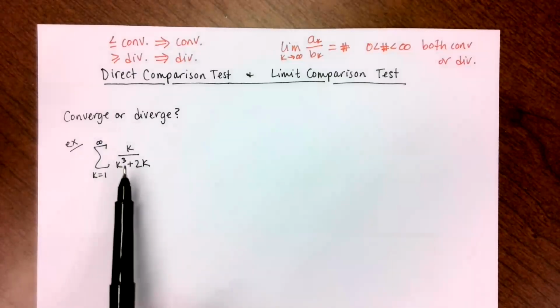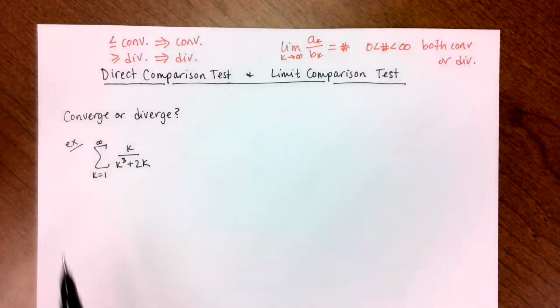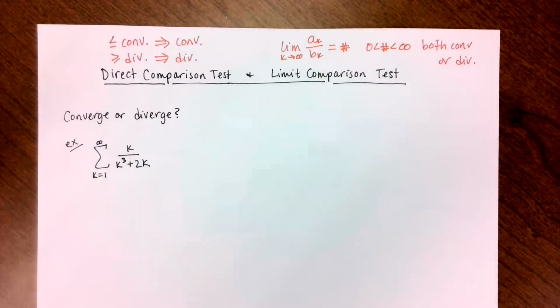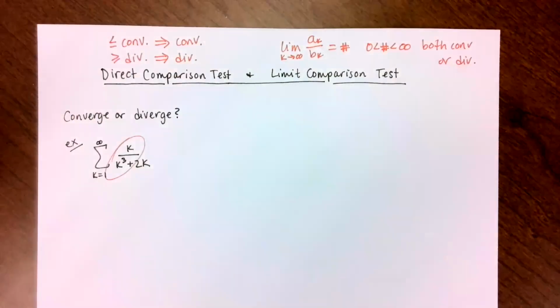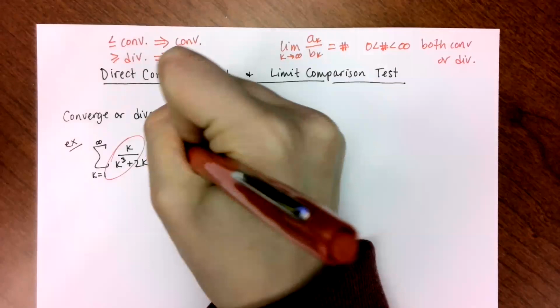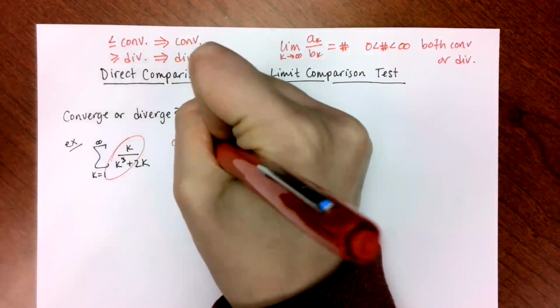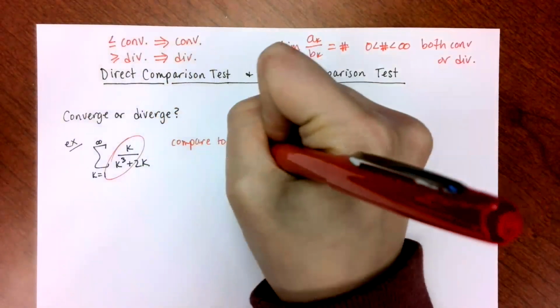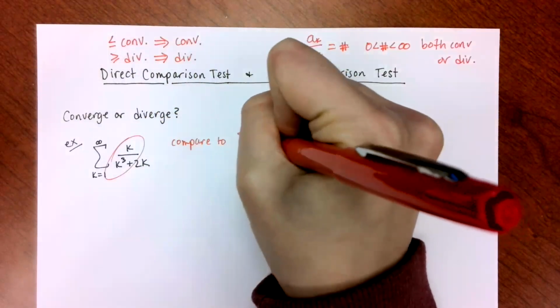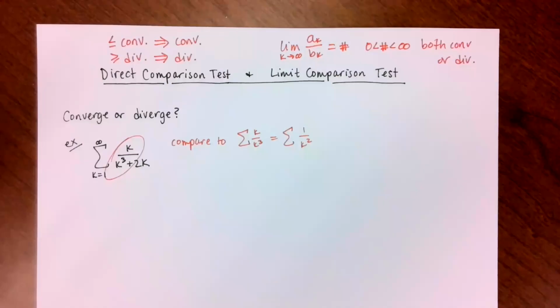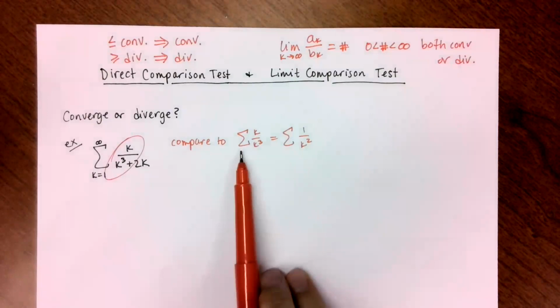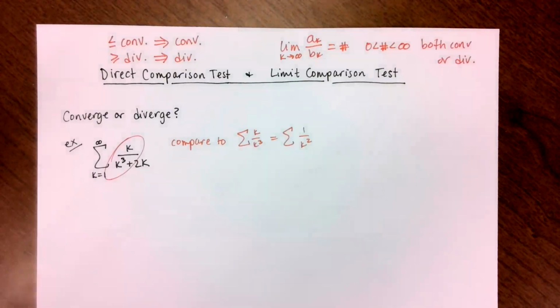And our series is k over k cubed plus 2k. All right, so if I just focus on the highest powers of k in the top and bottom, I have k over k cubed. So this gives me a sense that I want to compare to the series k over k cubed, which of course simplifies to 1 over k squared. I'm being a little bit lazy not putting the k equals 1 to infinity there, but exactly the starting point doesn't really matter for either of these.